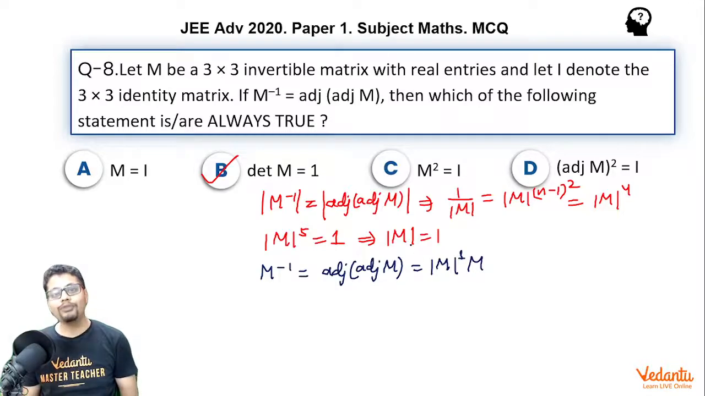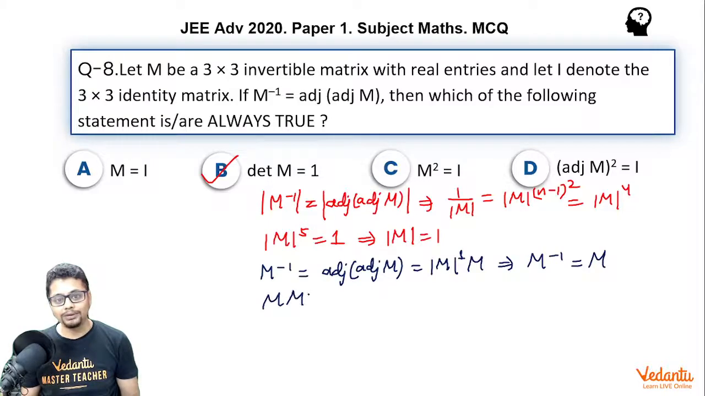Now just now we have found out that determinant of M is 1. So essentially it becomes M inverse is equal to M. Now I'll multiply both sides by M, and M inverse times M, which essentially is identity matrix, will become equal to M times M, which is M square. So that essentially means my C option is correct too.